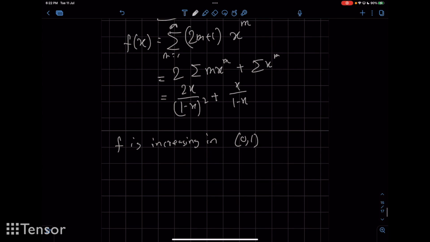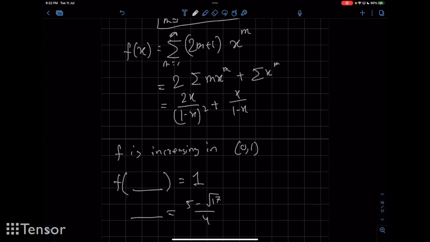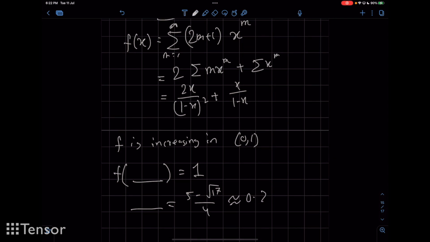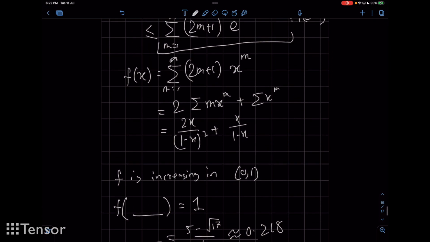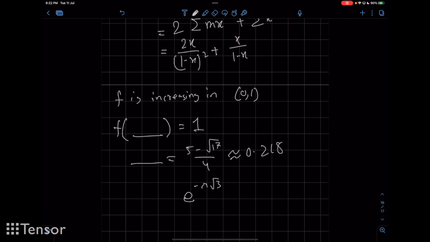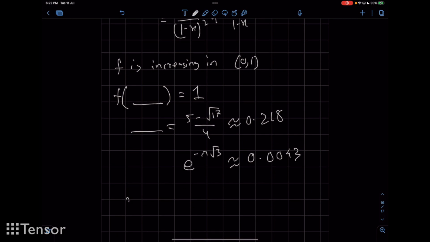Okay. And also you can show that the value where f becomes 1 is actually, let me just write it, (5 minus square root of 7) over 4. Okay, it's just solving a quadratic equation. And this is approximately 0.218, where e to the negative pi square root of 3 is approximately 0.0043. Since the function is increasing, we can say that f of e to the negative pi square root of 3 is smaller than 1.